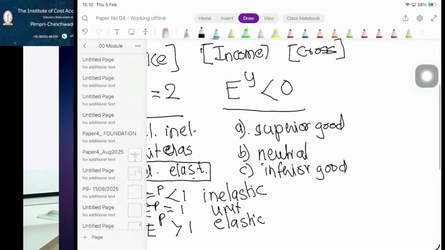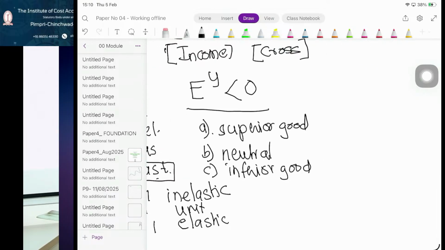Again, we described these elasticities in the last lecture. When the income elasticity of demand is negative, is the good a superior good, a neutral good, or an inferior good? A, B, or C, what would you choose?